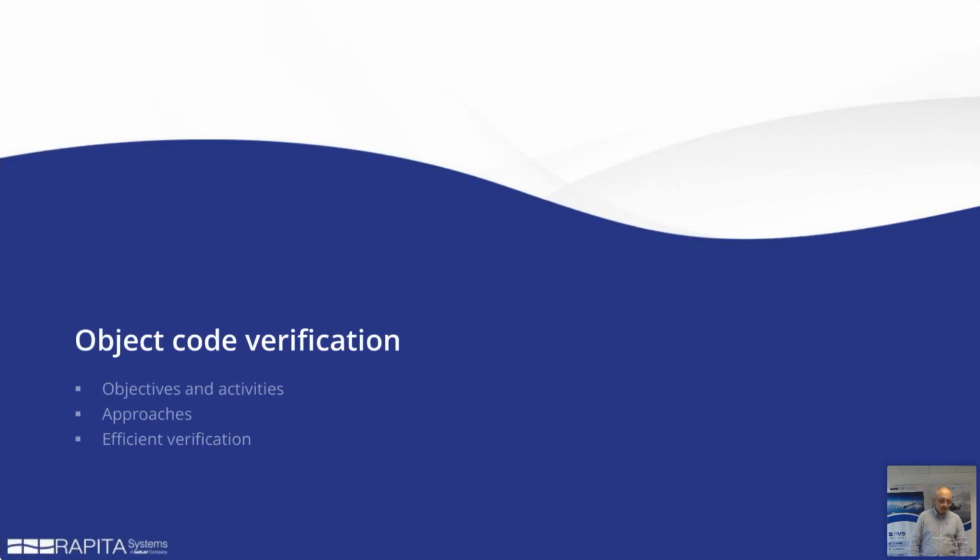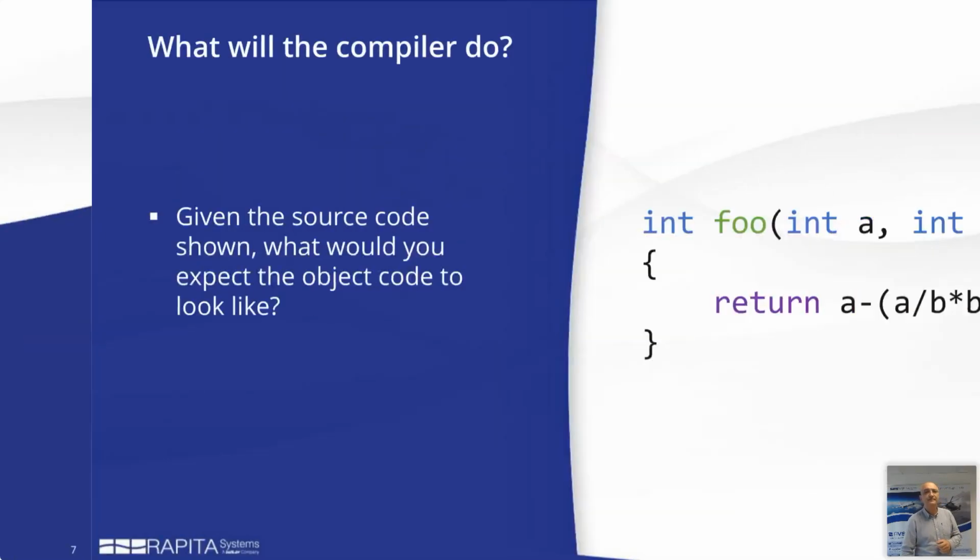Let's start with the principles of what is object code verification. Very careful here not to say object code coverage. The purpose is how to verify object code and why you need to do that. So, objectives and activities, what are different approaches, and what is emission verification.